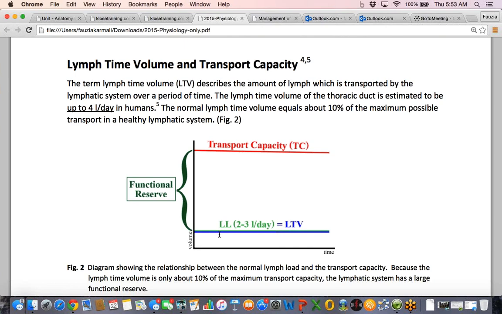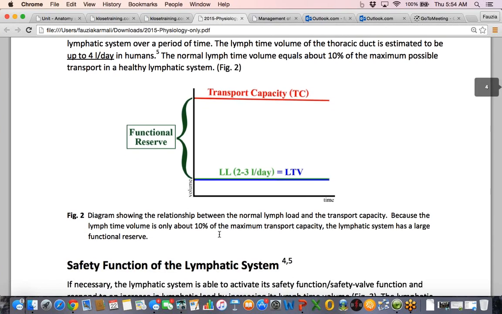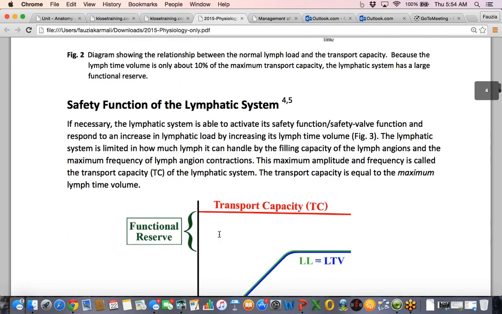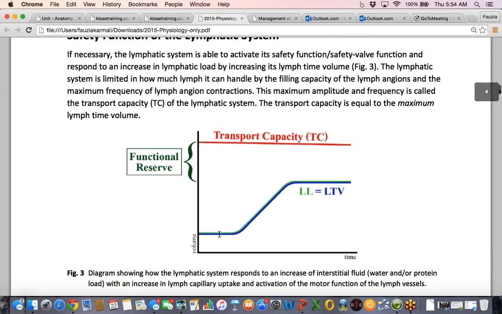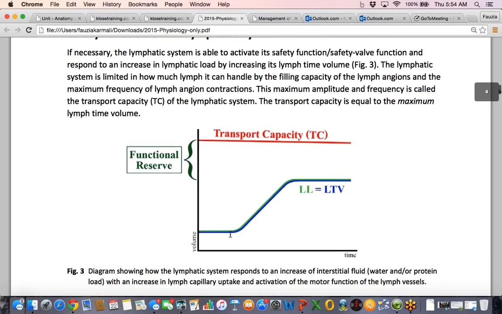So that means that if there was to be an increase in the load in the lymphatic system, then this is a safety mechanism in the body. The lymph time volume will increase, and the body will be able to transport a little more lymphatic load by increasing the lymph time volume. And that just reduces this functional reserve space that's left in the body.